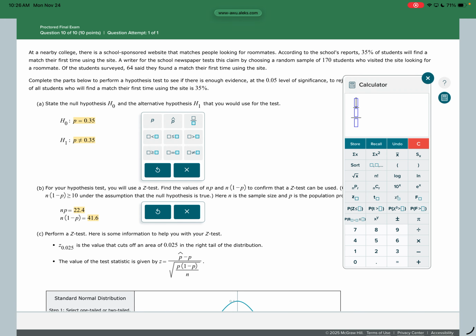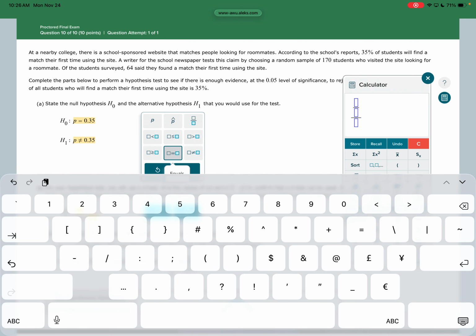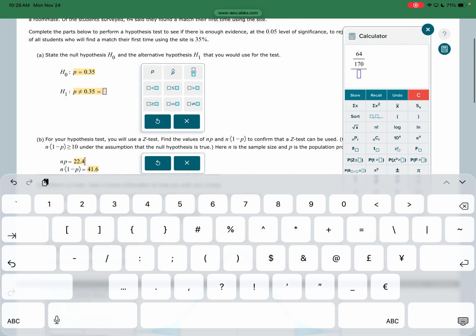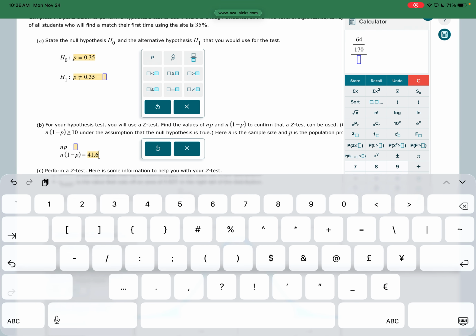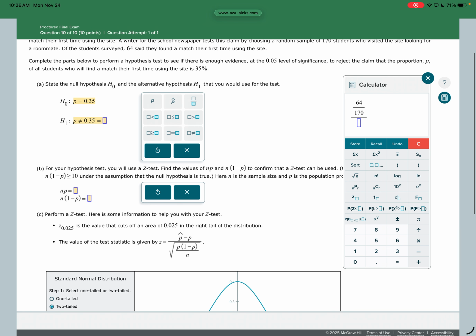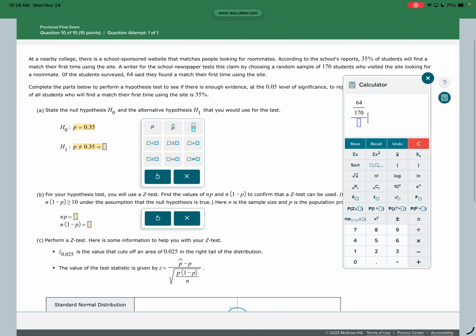Oh no, I did these wrong. We did 64 people said they used the site out of 170. So on these, I was supposed to multiply by 170, not 64. That's what you get when you don't read the problem. You're supposed to do 170 times 0.35 and 170 times 0.65. My bad. You do the total amount, not how many people said yes.